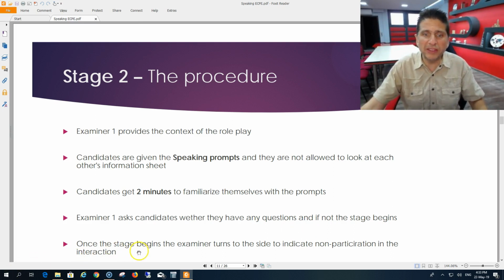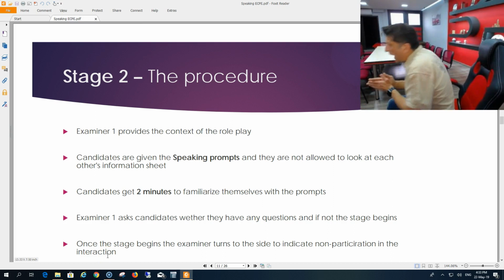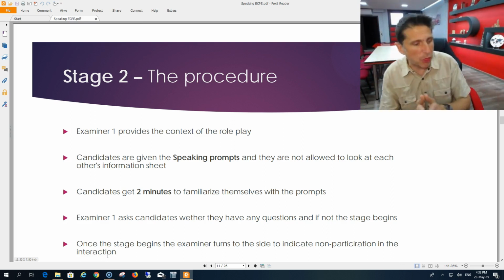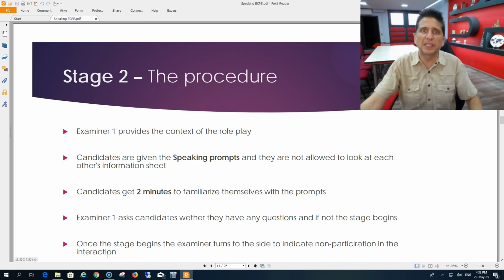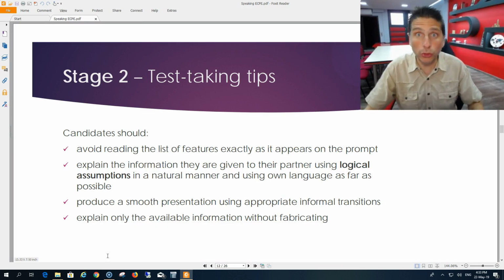Once the stage begins, the examiner turns to the side to indicate non-participation in the interaction, which means that the examiner will do something like that. Okay, why? Because they want to indicate that they do not participate during the process of stage 2. What should you do now?